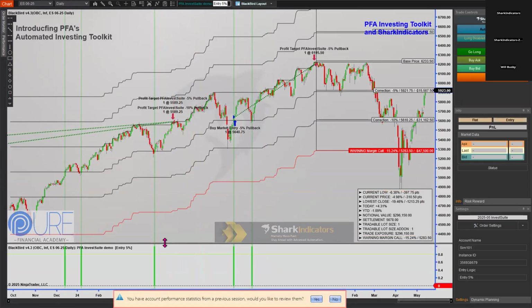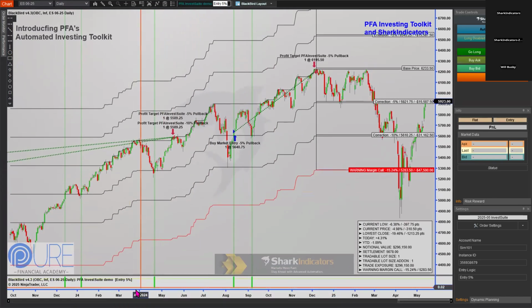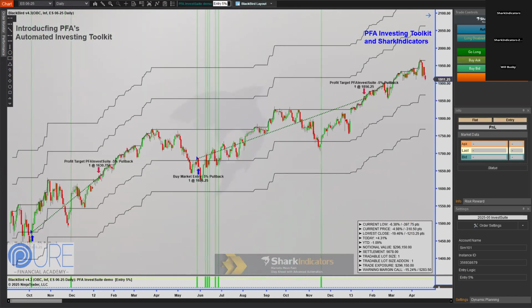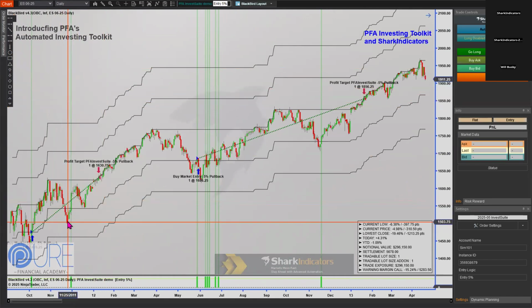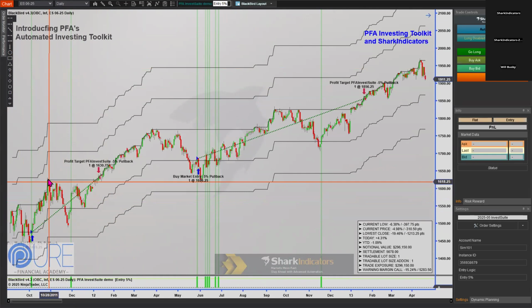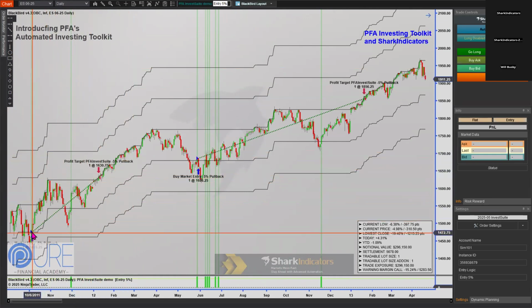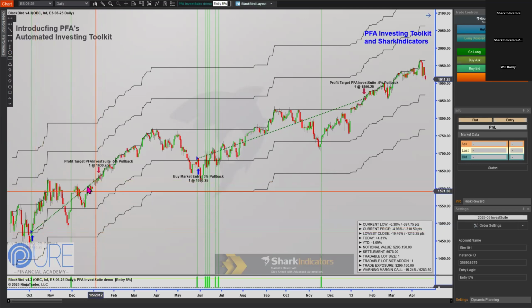All right, here we go. Let's scroll back and start from the beginning. My chart goes back to 2011. So here's the 0%. Remember, the 0% is following the market highs. There's our 5% pullback, and bingo, we get in.